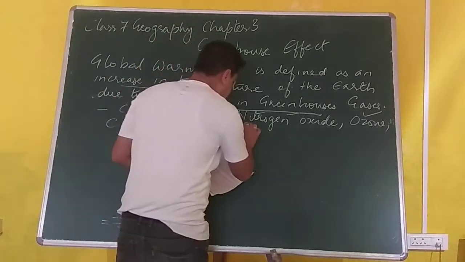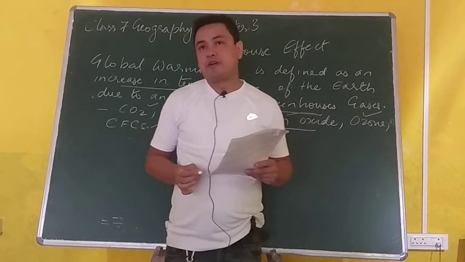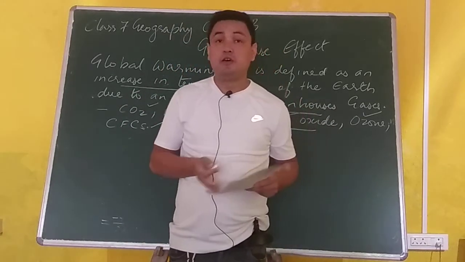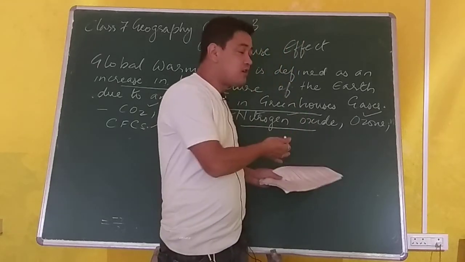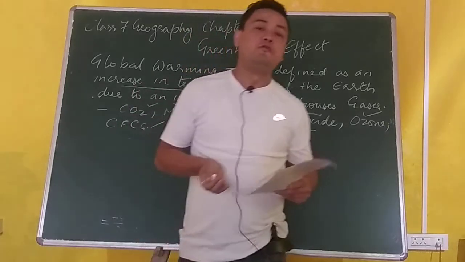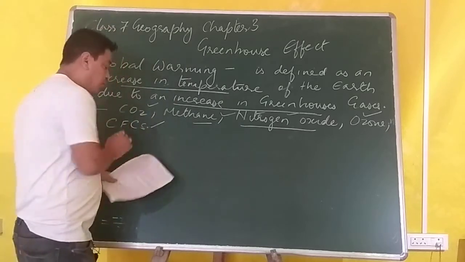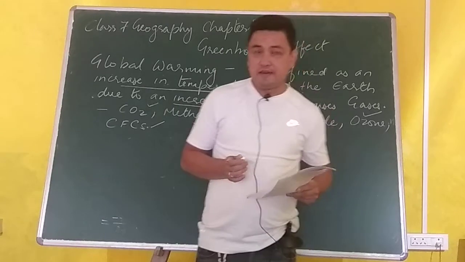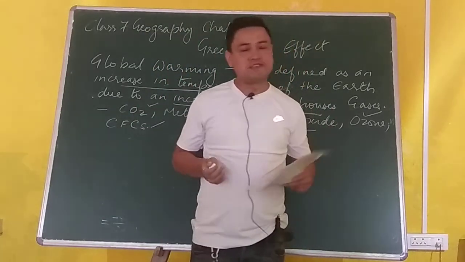Now nitrogen oxide is basically emitted by the use of chemical fertilizers that are used in growing of crops, as well as in the atmosphere due to the burning of fossil fuels. Now when we come to ozone, it is transported from the ozone layer. Now ozone is a good gas. It's a vital gas which protects our earth.